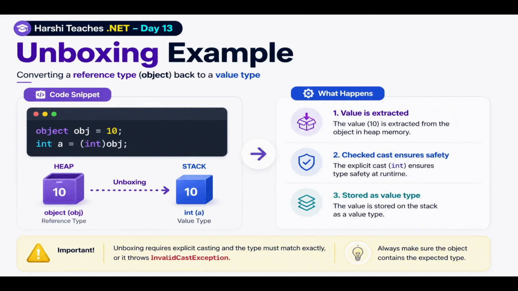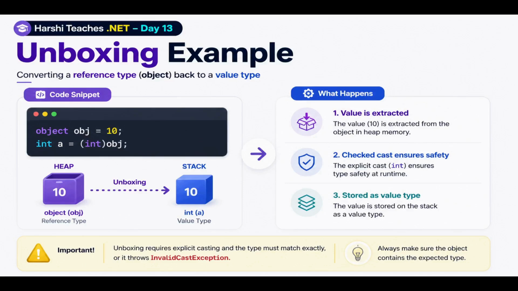That is, unboxing requires an explicit casting. Not just that, the type must match exactly. If the type doesn't match, your program will throw an exception at runtime. So you always need to be careful when doing unboxing. If I say it in simple lines, values come from the heap, we extract the value using casting, and it is stored back into the stack as a value type. That's how unboxing works in action.